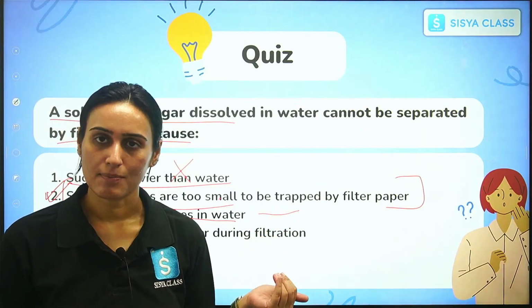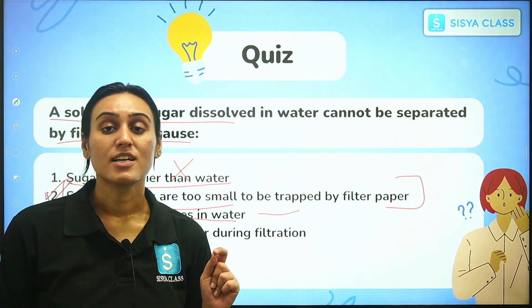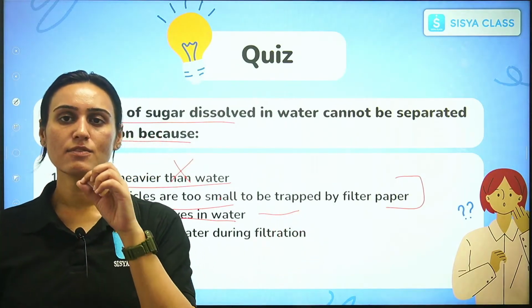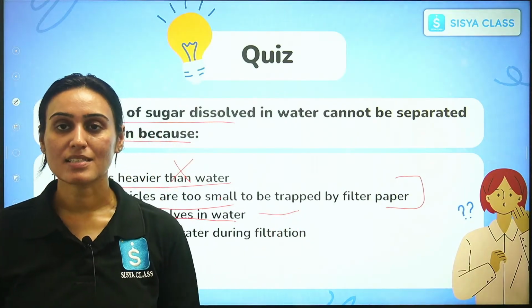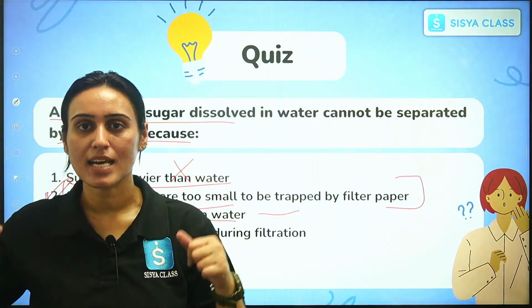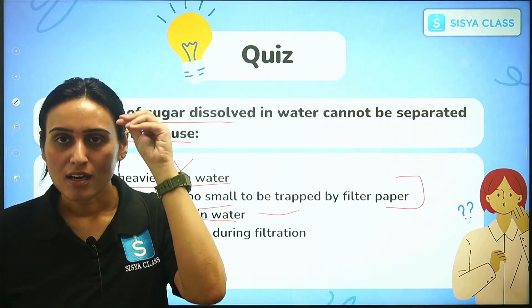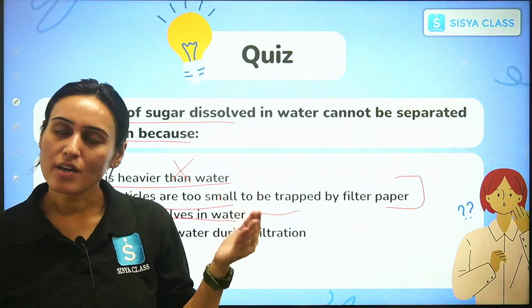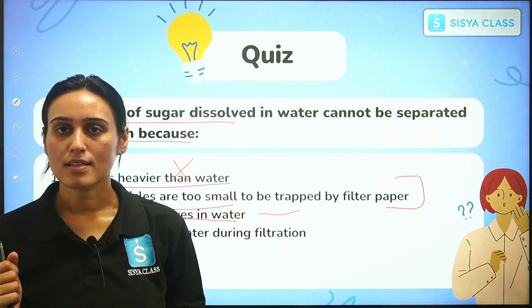You have to use evaporation for that, just like you have done with salt and water solution. So this filtration will not work here. Filtration will only work if you want to separate some component that has a bigger size, that will not pass through the holes, pores of your filter paper. Sugar passes through because it is small enough. Okay.